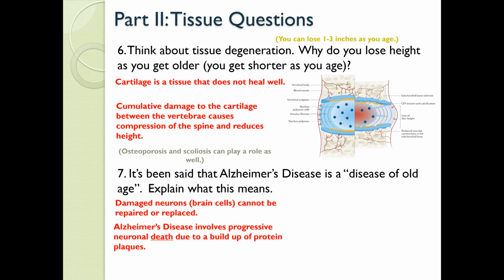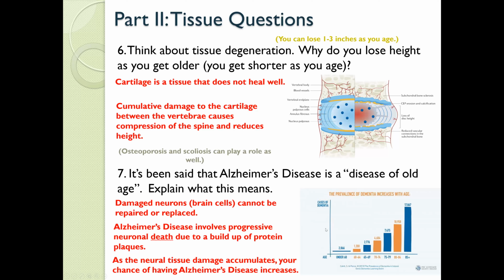But over time, as these neurons die, you can't replace them, you can't repair them. So as the neural tissue damage accumulates, your chance of having Alzheimer's disease increases. So why they call it a disease of old age is that your risk of getting Alzheimer's increases as you age. Right? So the older you are, the more likely you are to have Alzheimer's.